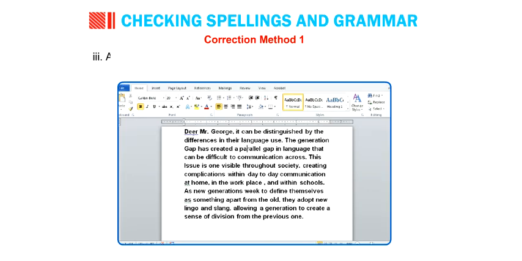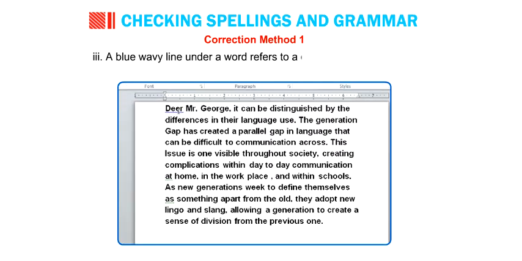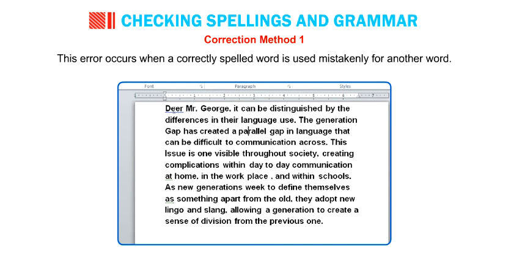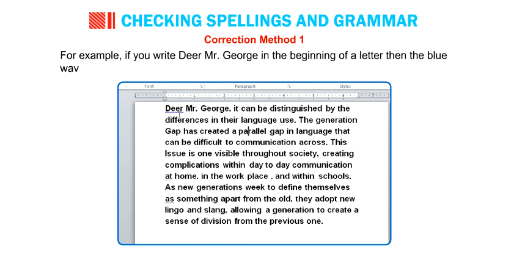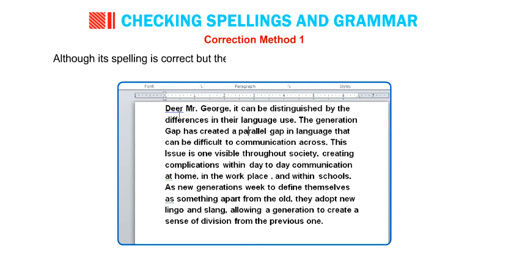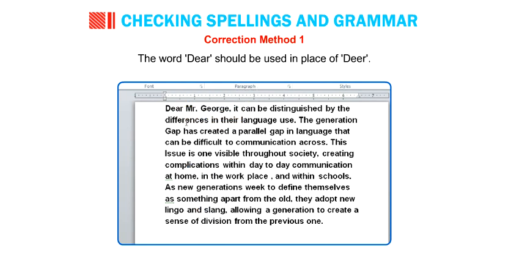Number 3. A blue wavy line under a word refers to a contextual spelling error. This error occurs when a correctly spelled word is used mistakenly for another word. For example, if you write "Dear Mr. George" in the beginning of a letter, then the blue wavy line appears under the word "dear" as it is a contextual error. Although its spelling is correct, the usage of this word is inappropriate at this place. The word "dear" should be used in place of "dear."